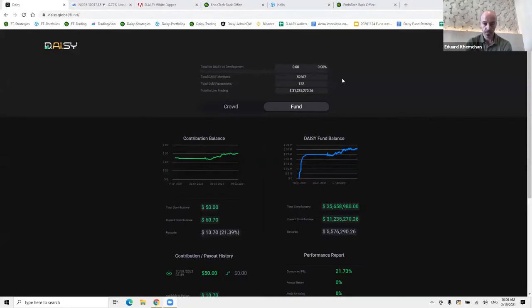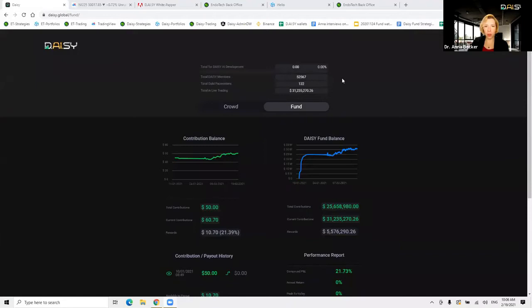Okay, there you go. Now let's start with just an overview of the trading within Daisy. As you know, right now we're trading with 25 million that grew to 31 million. During this process, we're seeing different elements of the order execution that we're tackling. I'll show you a little bit later. But currently the results are 21%, 73 points, about 22% for the full fund.